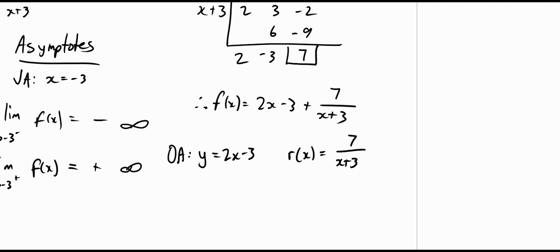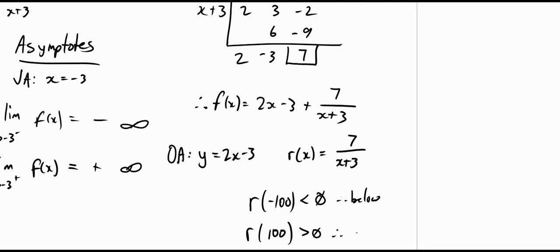So we want to test around the oblique asymptote. There's lots of different ways that we've talked about showing this. Just make sure that it's clear. You can use any of the ways that we've done in class, but don't make up something entirely different. This one's easy. When I put in negative 100, it's just negative on the bottom, so it's less than 0. So it's below. And above.